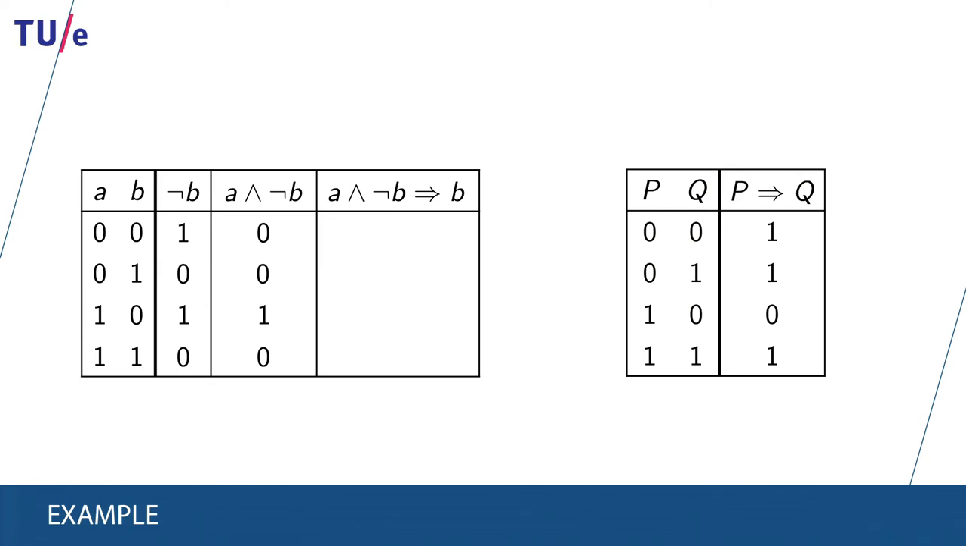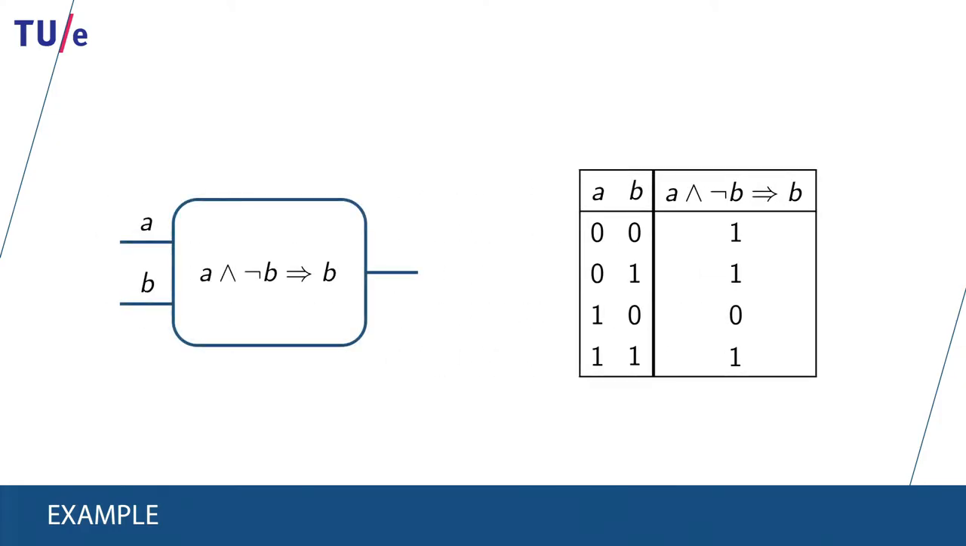Finally, to find appropriate truth values for A and not B implies B, we should consider the truth table for implication. According to the table, an implication is false only when its left-hand side, in this case A and not B, is true, and its right-hand side, in this case B, is not. This is only so in the third row of the table. On all other rows, we should therefore put a 1.